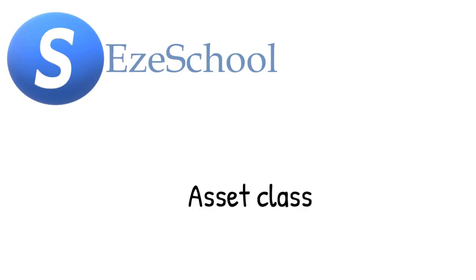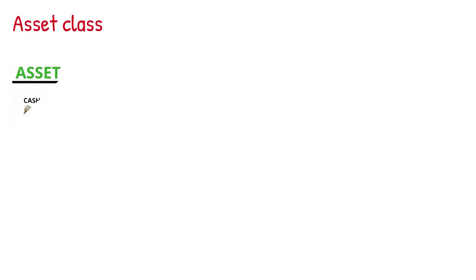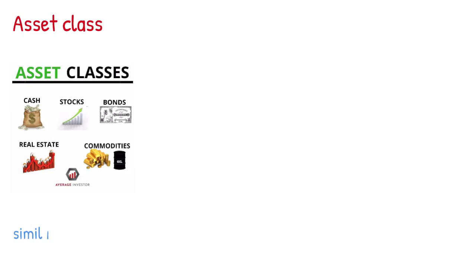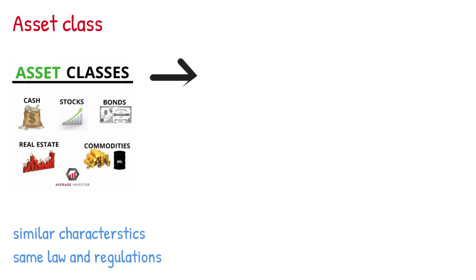What is an asset class? An asset class is a grouping of investments that exhibit similar characteristics and are subject to the same laws and regulations. Asset classes are made up of instruments which often behave similarly to one another in the marketplace.